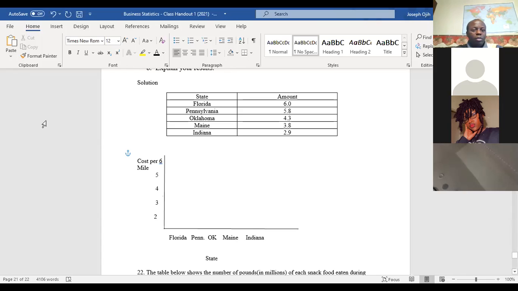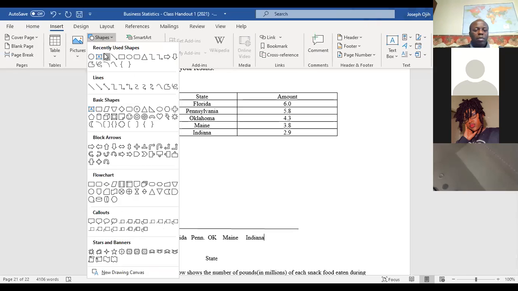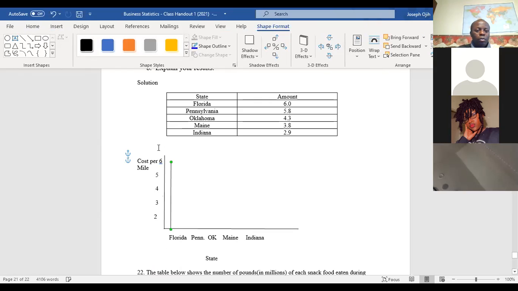So for Florida, if you're using freehand, you can see that from here you can have Florida all the way down to 6. Then you can cap it up. So if you're asked to do it manually, this is what you're going to do. Use your pen and pencil. I'm not good with drawing by hand, but I'm trying.